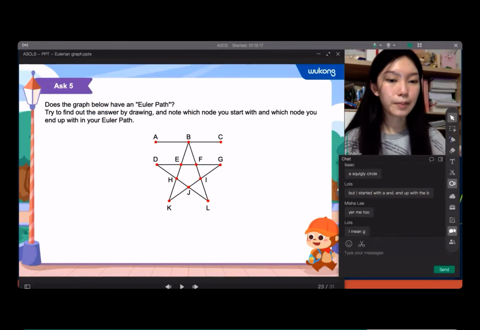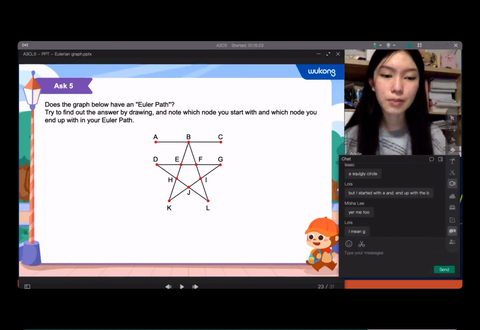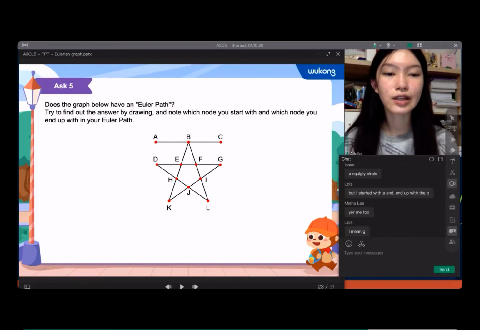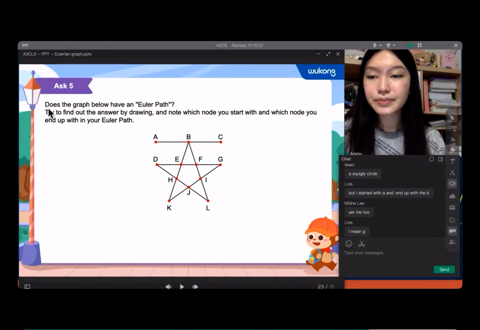You can draw on your notebook again to double check carefully if it still works out, or are you repeating an edge or missing out anything. If it still works out, I'll invite you on stage later to let you show us how you draw, okay? But now let's move on to the next question first, just because we're a little bit behind on time. So the next question asks, does the graph below have an Euler path? Try to find out the answer by drawing and note which node you should start with and which node you end up with in your Euler path.